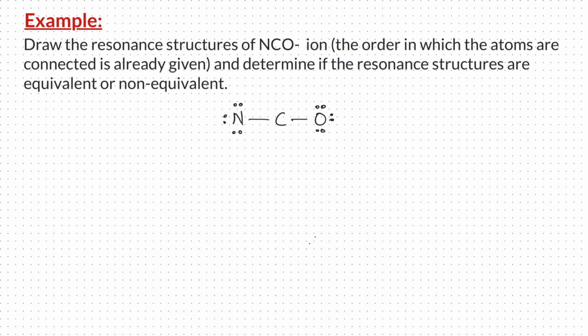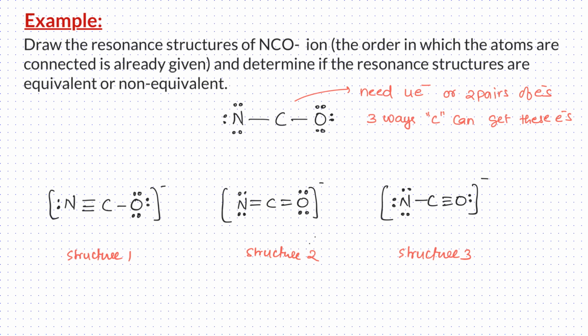Let's verify if each of the atoms in the molecule has an octet configuration. Both the terminal atoms have octet. The carbon in the middle needs 4 more electrons to attain octet configuration. That is 2 more electron pairs. There are 3 possibilities. The 2 electron pairs can both come from nitrogen, the 2 electron pairs can both come from oxygen, or one can come from nitrogen and the other can come from oxygen. These 3 are the resonance structures of NCO- ion.